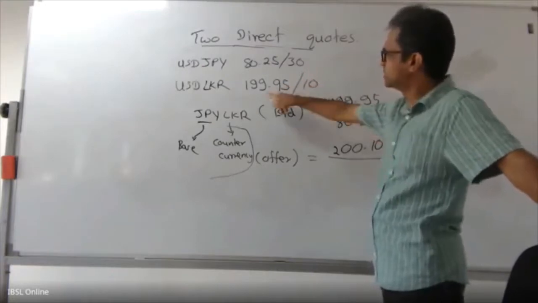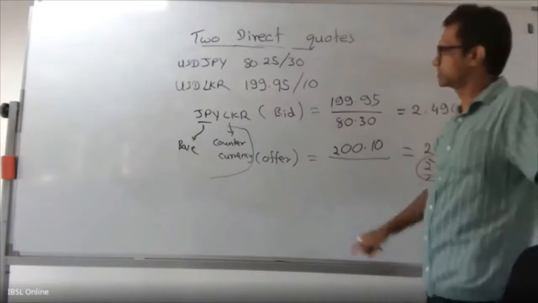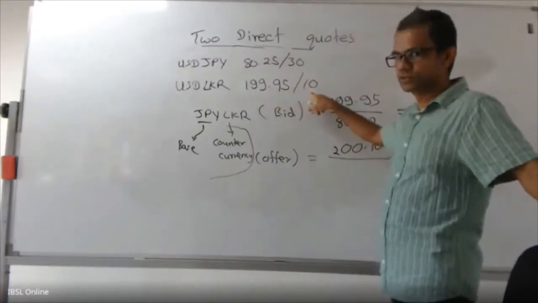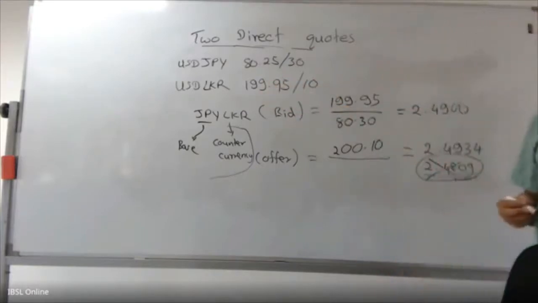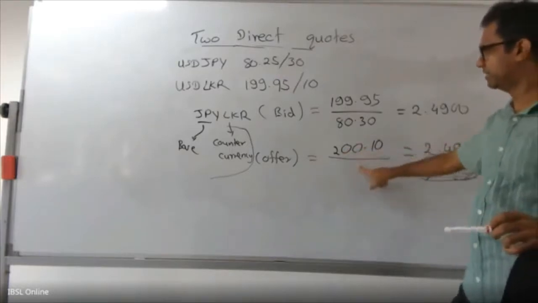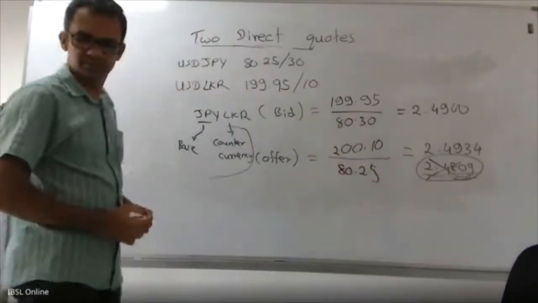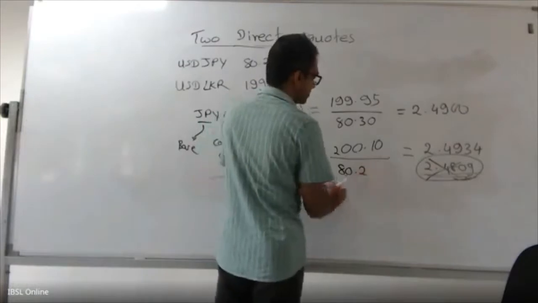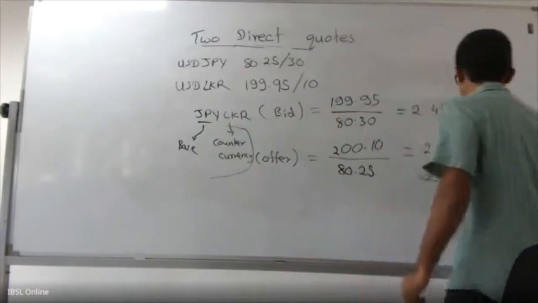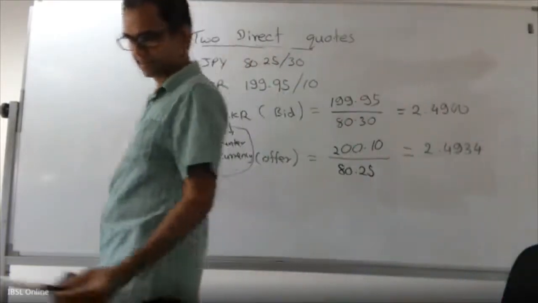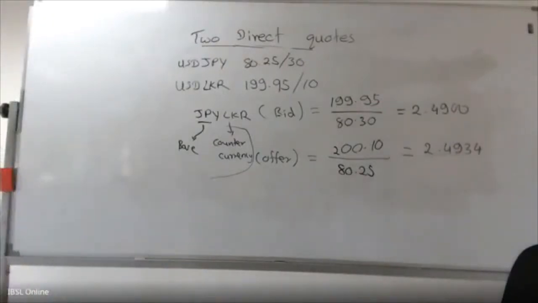In this case, the big figure has changed. Go 1 point up. So this 199 becomes 200 and 10 pips. Whenever you see something like that, you should realize the big figure changed. So the offer is 200.10 divided by the bid of the base currency, 80.25. Then you may get 2.4934. Clear?